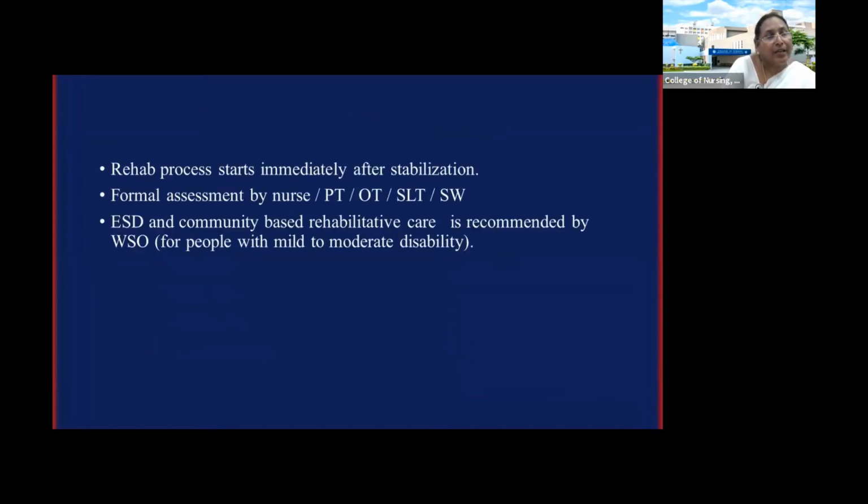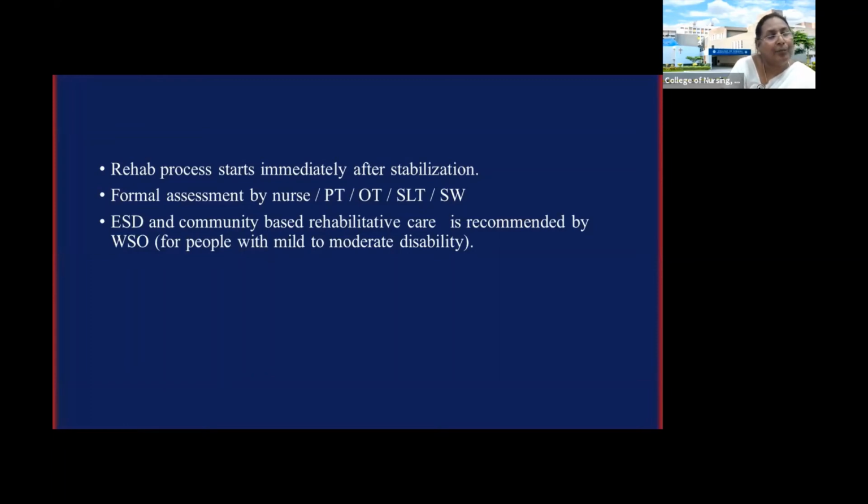So the rehab process starts immediately after stabilization. And as soon as the patient is shifted from the intensive care unit to the ward as a step down process, the formal assessment will be conducted by a nurse initially, and then a physiotherapist, an occupational therapist, a speech language therapist, and a social worker. Now, all these people have their own forms or their way of assessing what is the primary problem of the patient, not the stroke, but related to the difficulties or disabilities, and how are we going to work towards this.